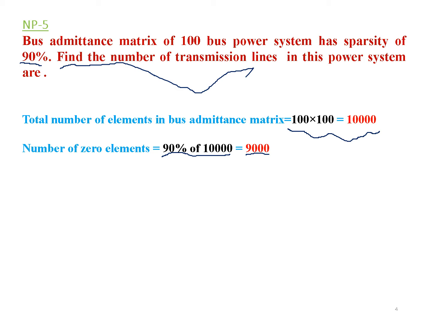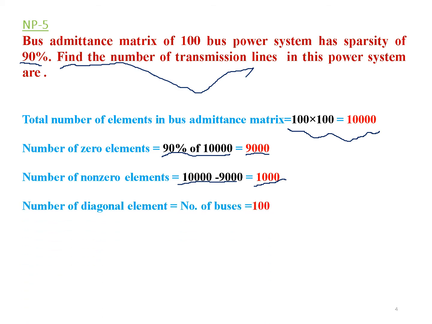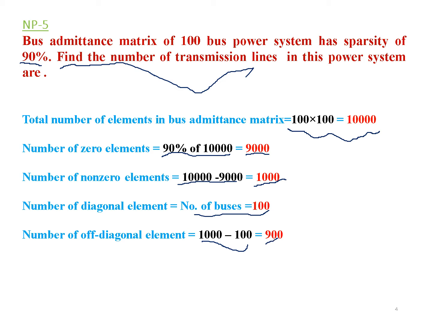Now this is a 100 bus system. First we have to find out the number of non-zero element. The number of non-zero element is equal to 10,000 minus 9,000, that is 1,000 elements are non-zero element. So among this 1,000 element, number of diagonal element is equal to the number of buses, so that is 100. So number of off-diagonal element is equal to 1,000 minus 100, that is equal to 900.